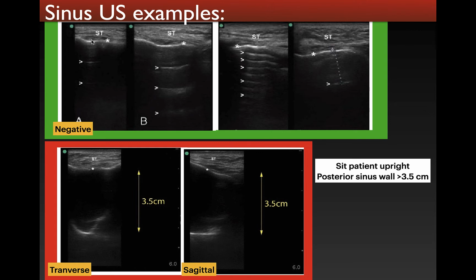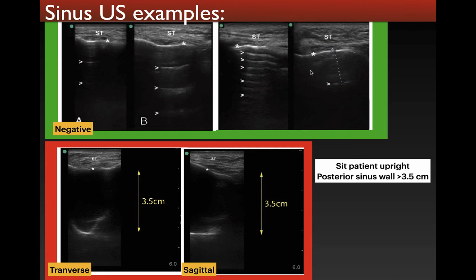This is, up here, pictures of normal sinuses. So what a normal sinus should look like is, honestly, it should look like lung. Okay, because you should see these air lines, the A lines, just like you do on your lung ultrasound, that artifact from the sound waves bouncing back and forth and having reverberation.